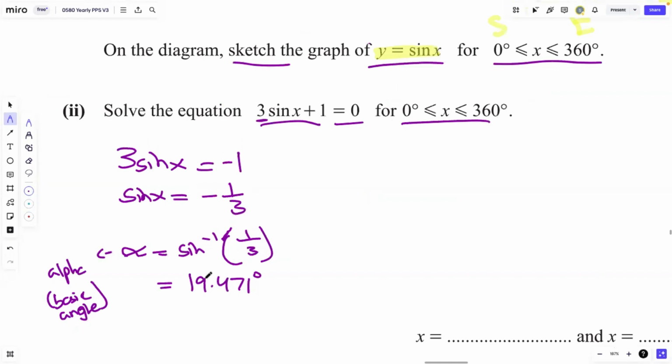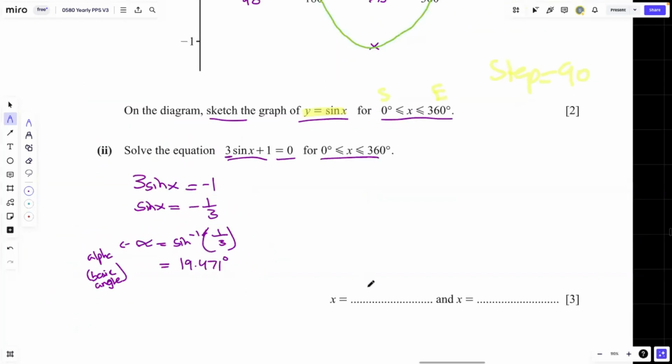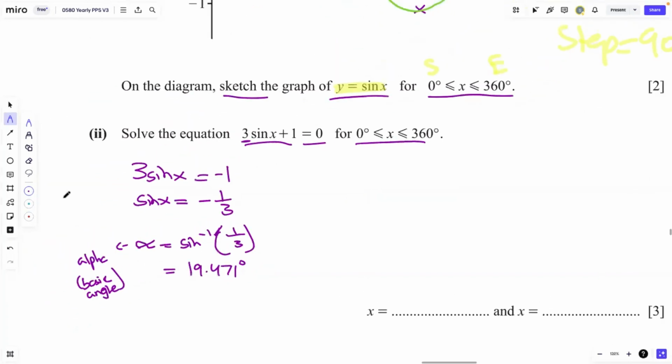Now, we have gotten the alpha, but we still do not have the answers yet, because for that we need to use the grid method. We make the grid, and remember that's ASTC: all science teachers crazy, or add sugar to coffee. That's how you remember this, that in the first quadrant, this is quadrant 1, 2, 3, 4, you have all positive, second quadrant sine positive, third quadrant tan positive, fourth quadrant cos positive.